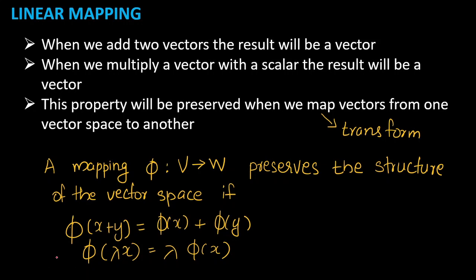The second one is scalar multiplication. The scaled vector is mapped to the new vector space, and it is equivalent to first mapping x to the new vector space and then scaling it. Both should be the same. Here x and y are vectors in vector space V, and lambda is a real number.